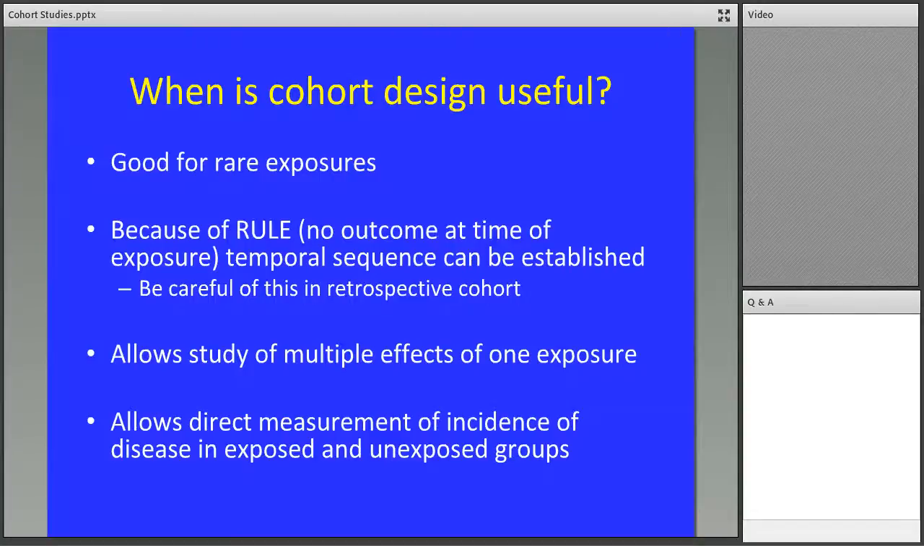And it allows the study of multiple effects of one exposure. We'll talk about some examples in a minute that will give you a better flavor for that. It also allows direct measurement of the incidence of disease in the exposed and the unexposed groups. And that's helpful sometimes, too, if you're counseling patients.